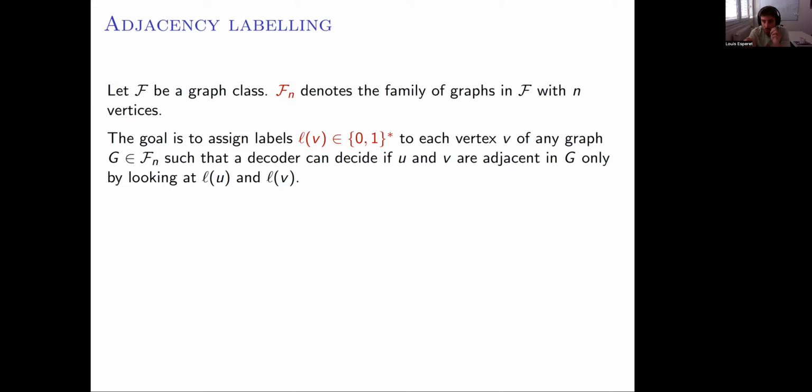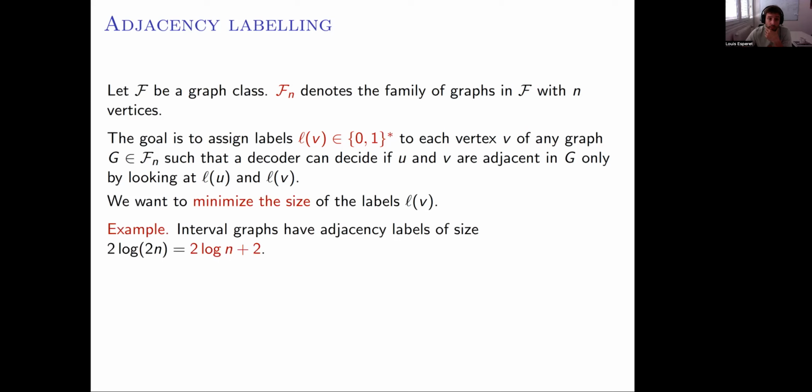The input are the two labels of U and V, and the decoder says U and V are adjacent, or U and V are not adjacent. And your goal is to minimize the size of the labels, the number of bits of the binary words. All right. And let's start maybe with an example.